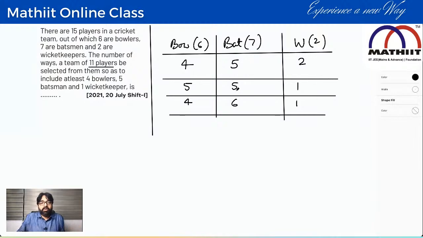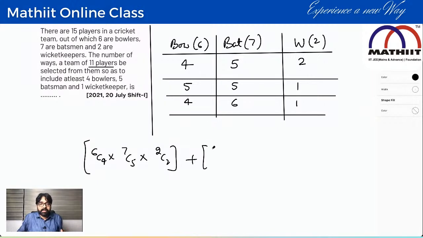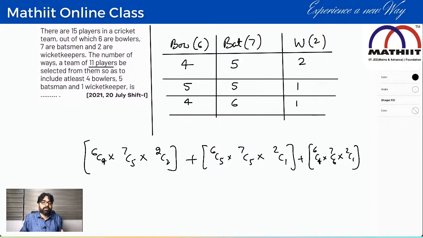Okay. Now, I have to select four bowlers. How many ways? 6C4. And multiplied by 5 batsmen, so 7C5, and 2 wicket keepers, 2C2, or in this case, 6C5 into 7C5 into 2C1 plus 6C4 into 7C6 into 2C1. Finish the question. 6C4 will be 15, into 7C5 will be 7C2, 7 into 6 by 2, 21, into 1.